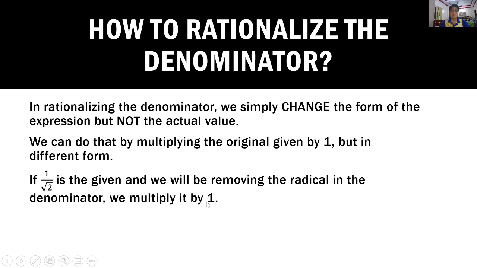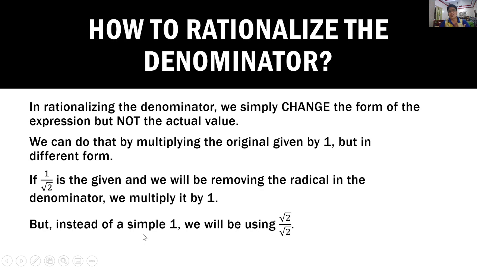We multiply it by 1. So what happens is 1 over square root of 2 times 1. How do we rationalize the denominator? Instead of a simple 1, we will be using square root of 2 over square root of 2. Question, are they equal to 1? Yes, they are equal. Any number divided by itself is equal to 1. So that is what we mean by the 1 in a different form. Whatever we can use to remove the radical in the denominator, we use that in both the numerator and denominator. They are the same.